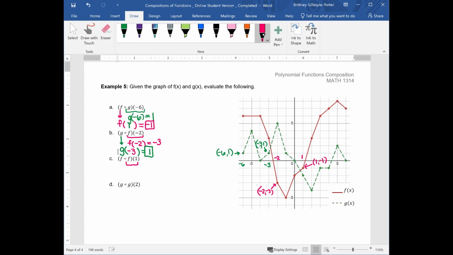Try our next one. We first need to find f of 1. We've already found f of 1. The y value is -1, which means we now need to find f of -1. So we go to where x is -1. We're going to drop down to the red graph because we need f of x. And we find the ordered pair (-1, -5), which means our answer is -5. We have the x value of -1, and we get out -5.